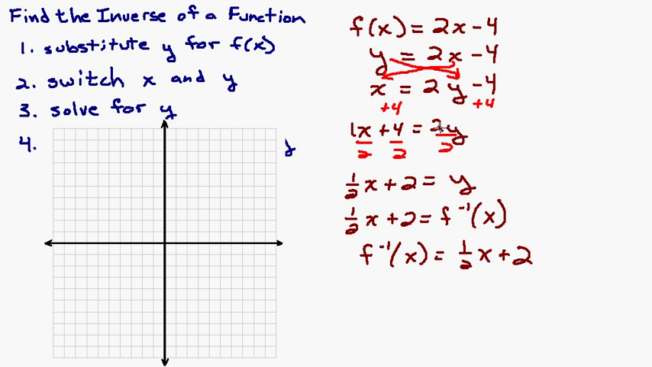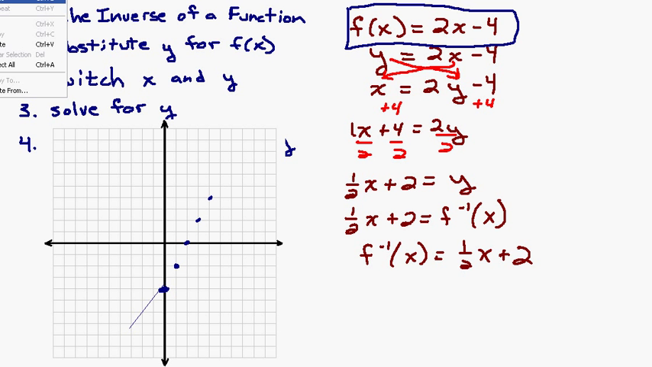So let's graph our original equation in blue. f of x equals 2x minus 4. Remember, that's a linear equation, so the y-intercept is at -4. Should be right there. And then the slope is 2, so I go up 2 over 1, up 2 over 1, up 2 over 1, etc. And then I would get a line, just like that.